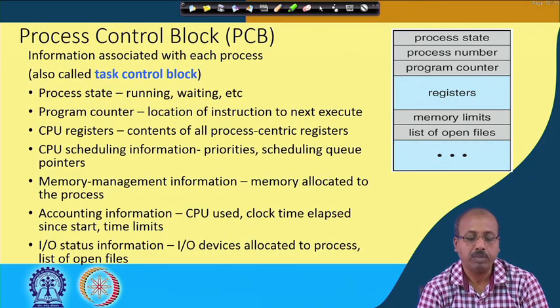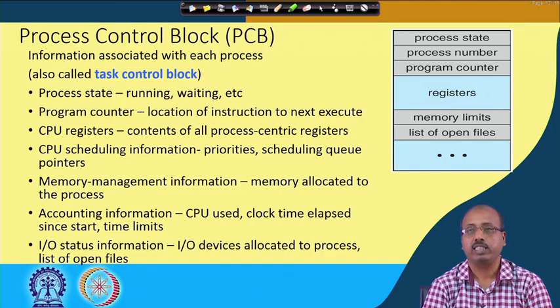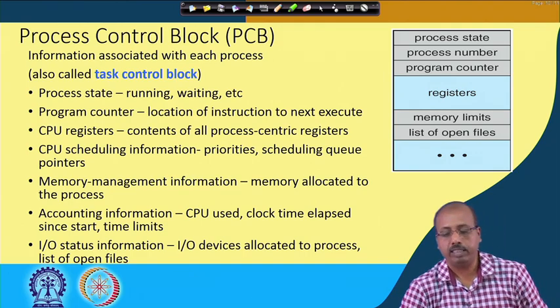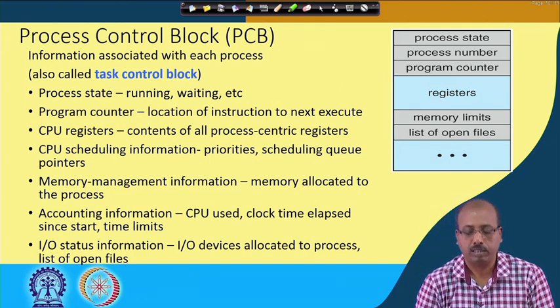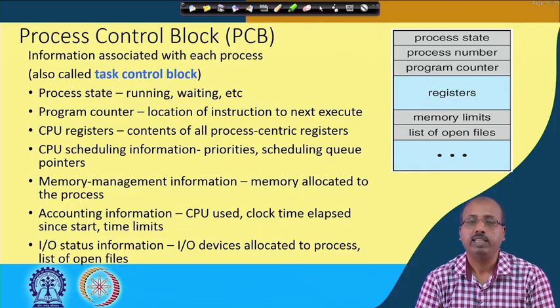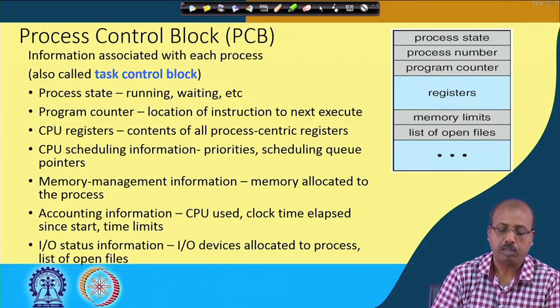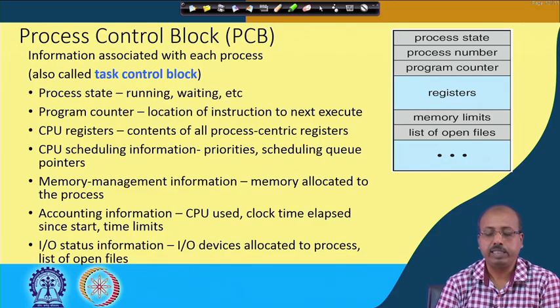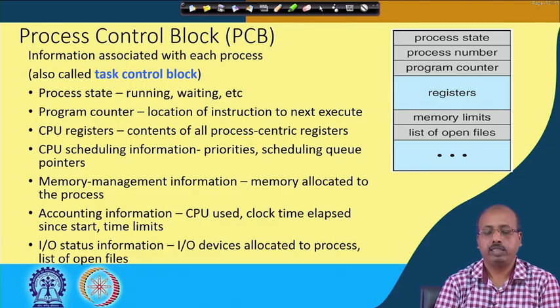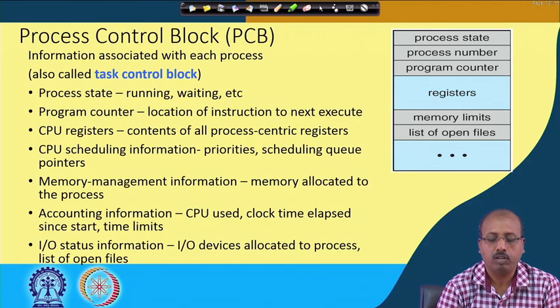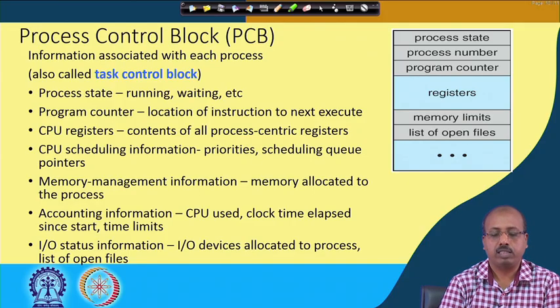Then the program counter, which is the location of the next instruction to execute. What is the program counter value at present? Maybe the program that it is executing is 1000 bytes long. Out of that, at present where is the execution point? That is kept in the program counter. Then we have the CPU register values. All the CPU registers will be holding some value at this point of time when the process is executing, so the PCB contains the CPU register values.